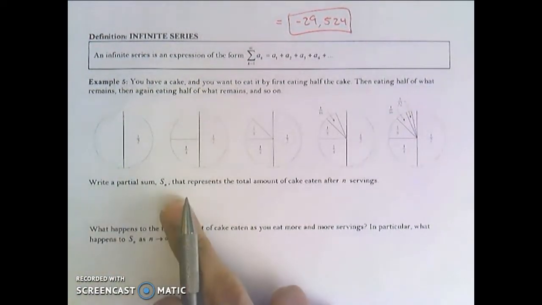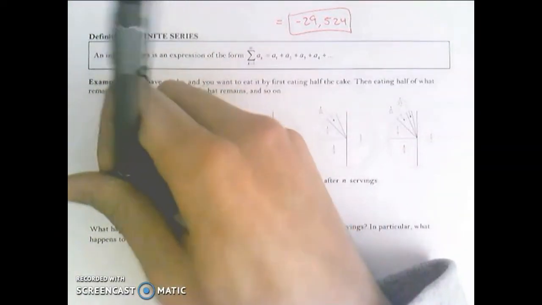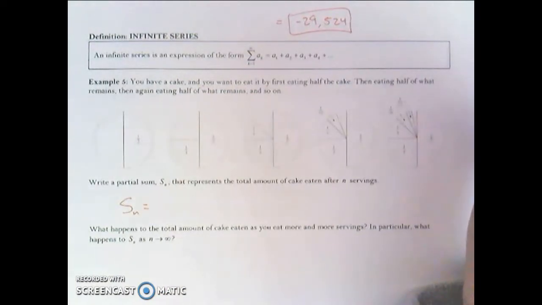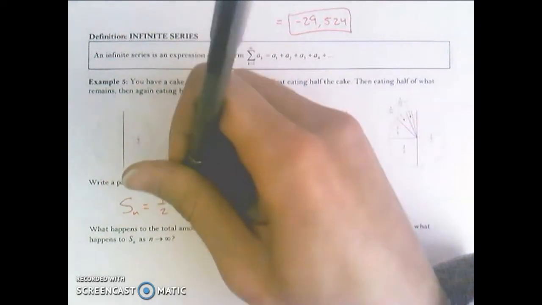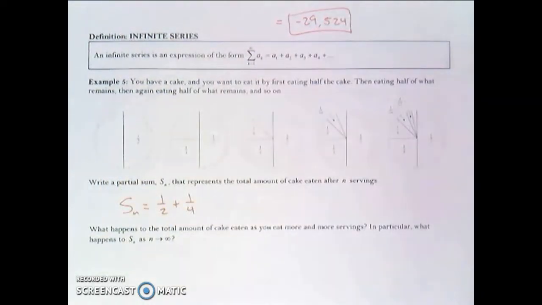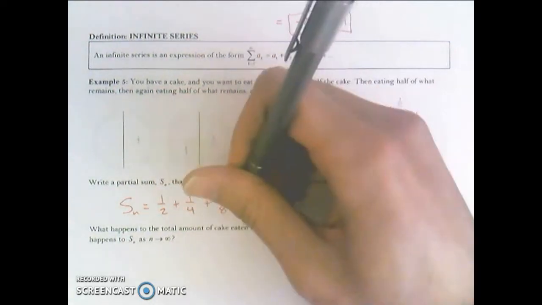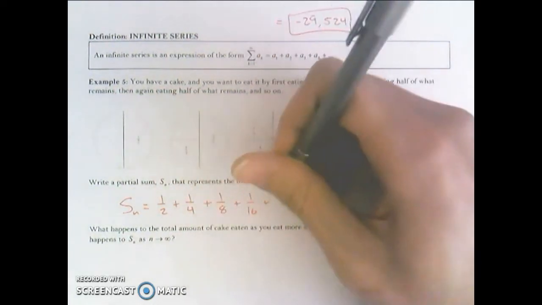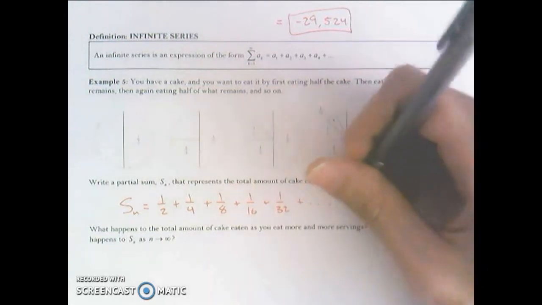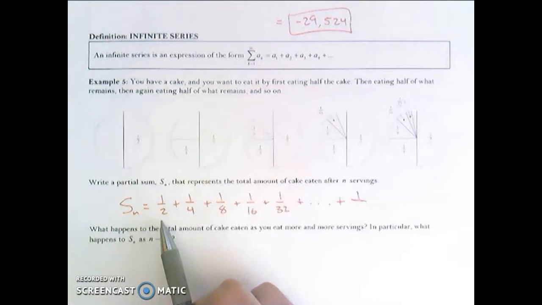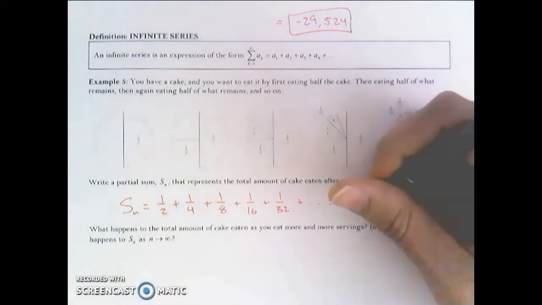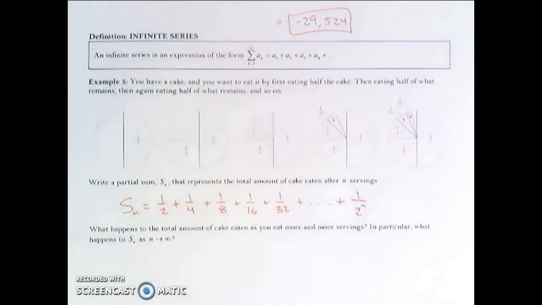Okay. So let's see if we can write out a partial sum S_n that represents the total amount of cake eaten after n servings. So S_n is equal to, well, after the first serving, you've eaten a half. After the second serving, you eat a fourth more. So you add a fourth. After the third serving, you eat an eighth, 1/16, 1/32, and you can continue to do so all the way up to the nth serving, which would be 1 over, well, we have 2, 4, 8, 16, 32. These are powers of 2. So the nth serving is going to be 1 over 2 to the n.